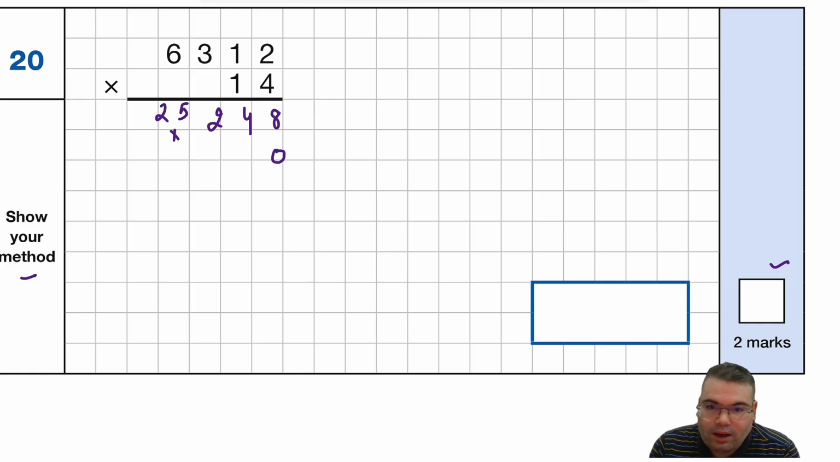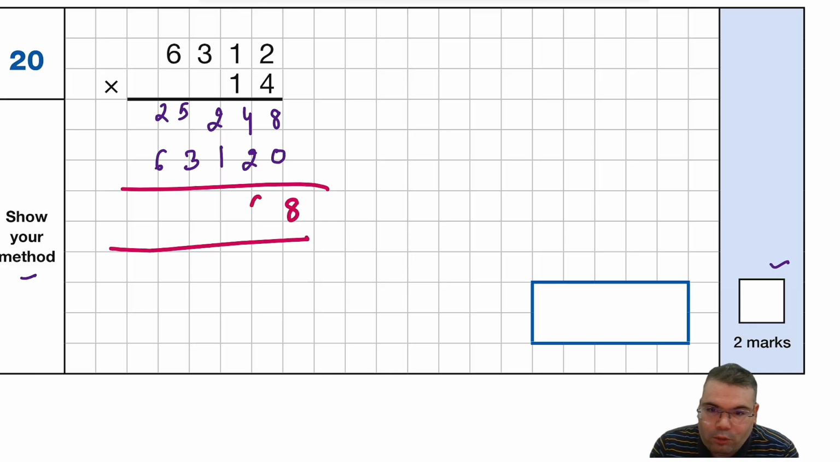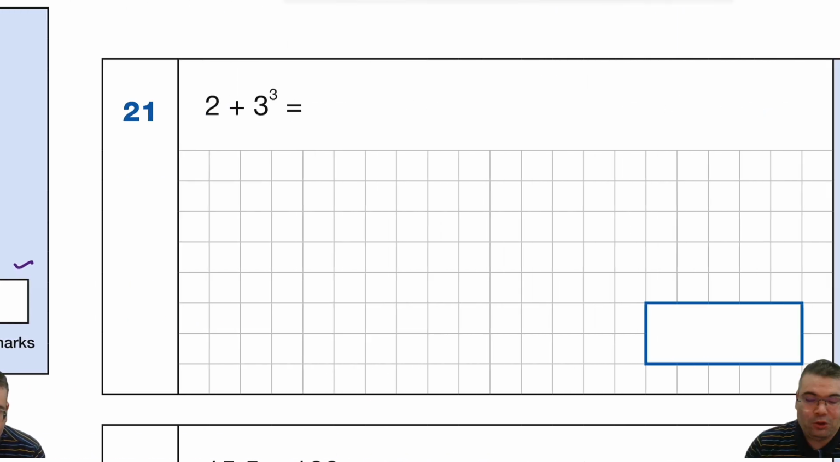2 times 1 is 2, 1 times 1 is 1, 3 times 1 is 3, and 6 times 1 is 6, right? So let's rub this out for convenience. Now when you add them, 8, 4 and 2 is 6, 2 and 1 is 3, 5 and 3 is 8, and 6 and 2 is 8. So our final answer is 88368. So this is the next question.